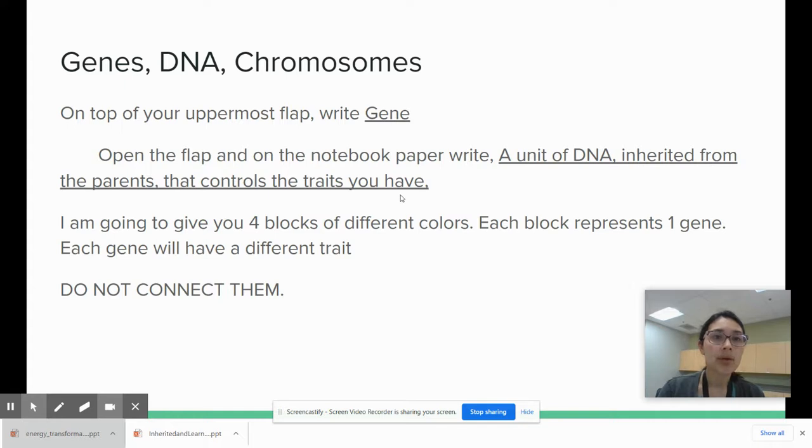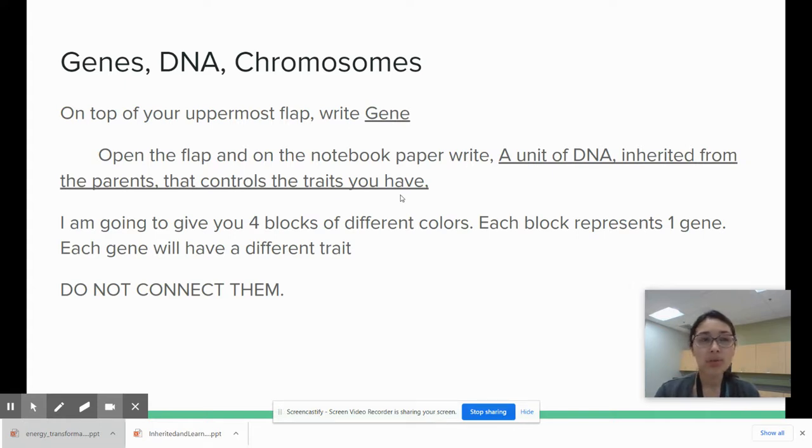Okay, so on top of your uppermost flap, those in school, you're gonna write the word gene. Those of you at home, just write the word gene and put the definition that is underlined next to it.